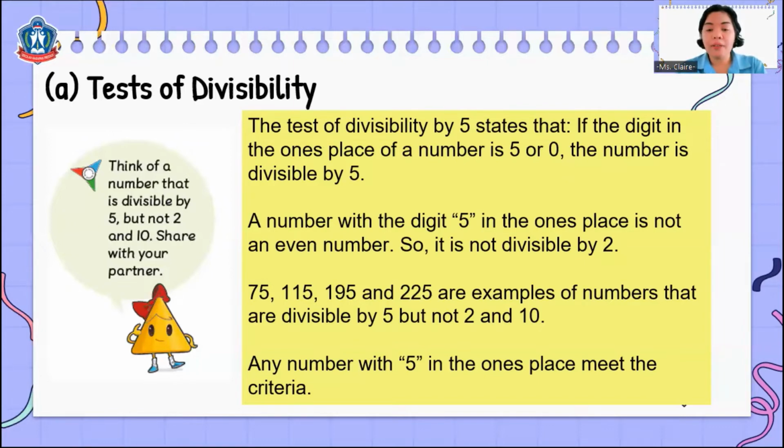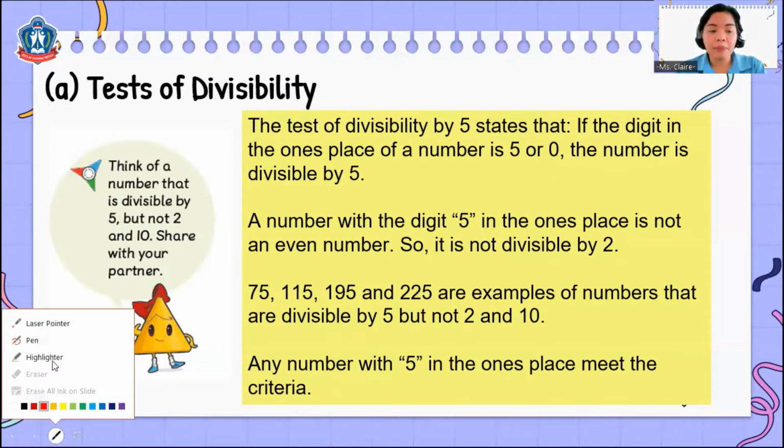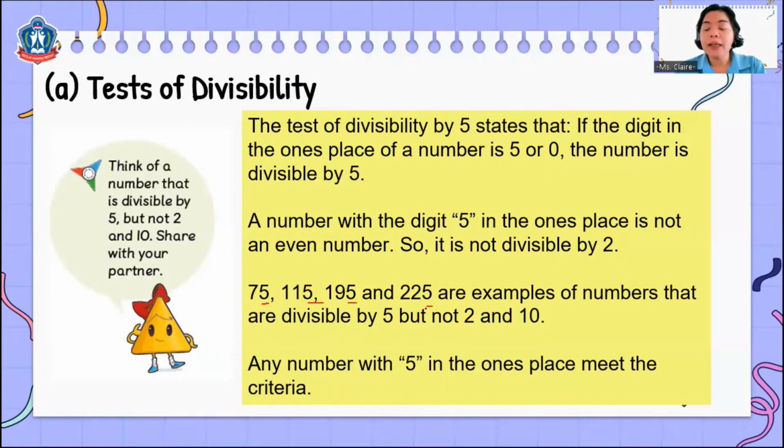75, 115, 195, and 225 are all divisible by 5 because they end with 5 in their ones place. This one, 5, 5, 5, and 5. But they are not divisible by 2 and 10. Why? Because they are not even numbers.